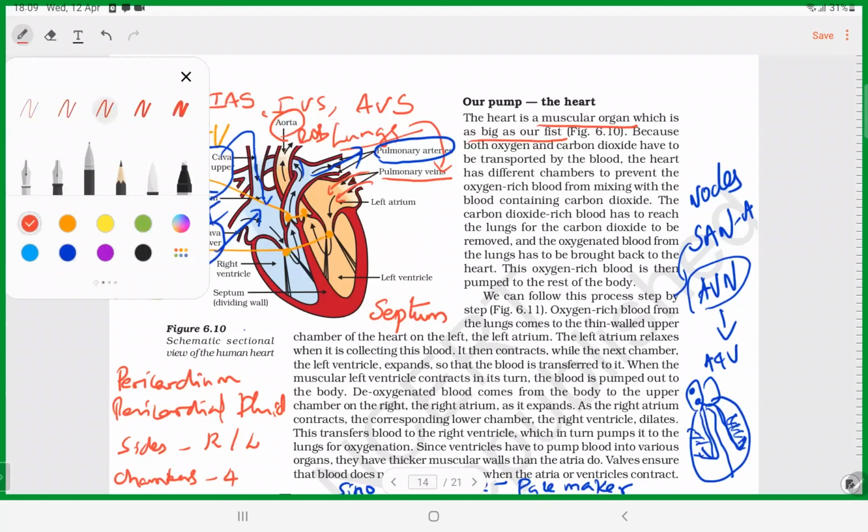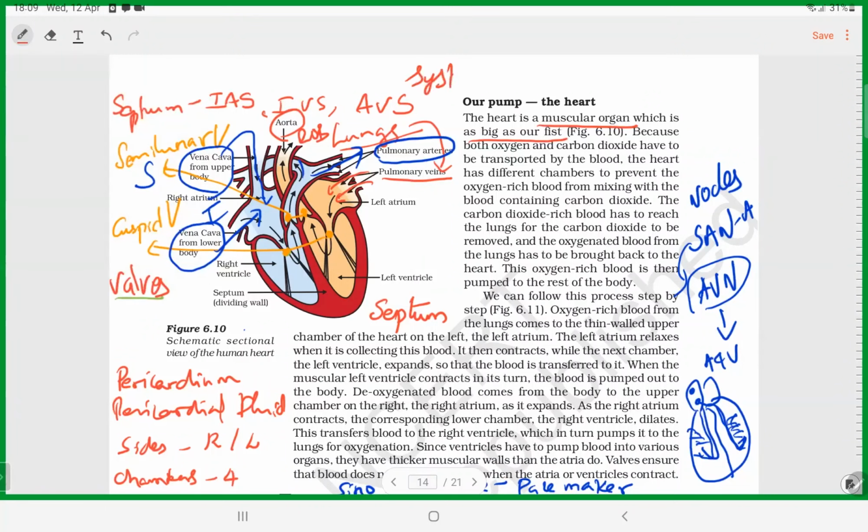Systole, then diastole, systole, diastole: the contraction and relaxation process of the heart. Now, let's see how the pumping organ, the heart, functions, step by step.